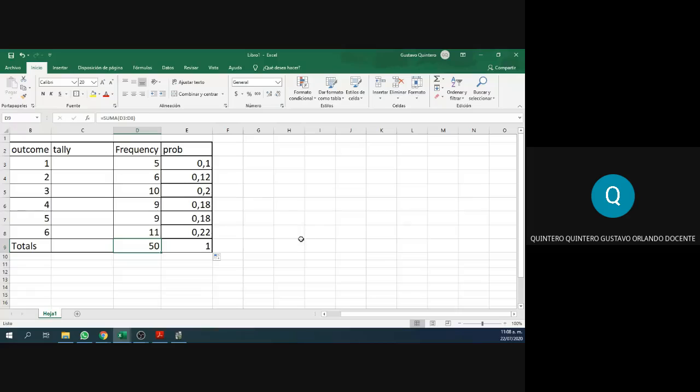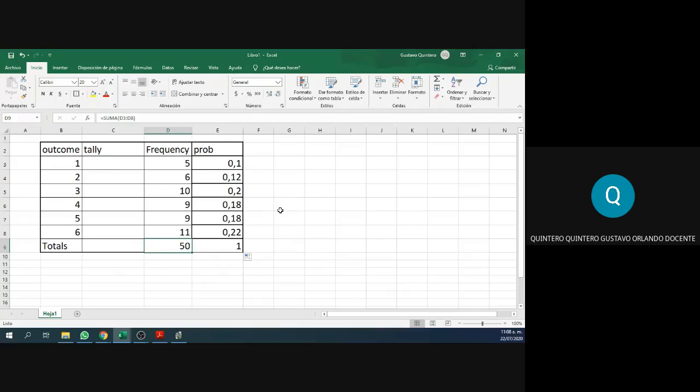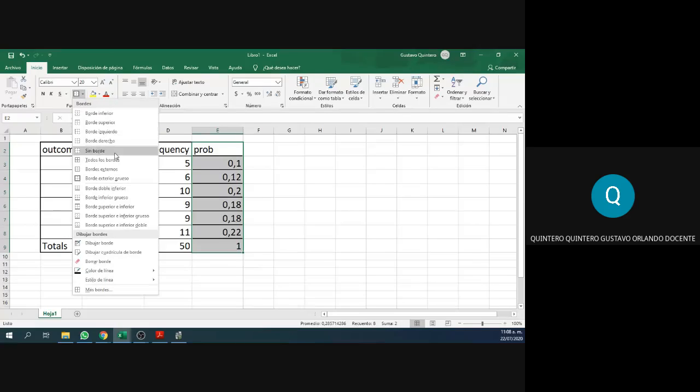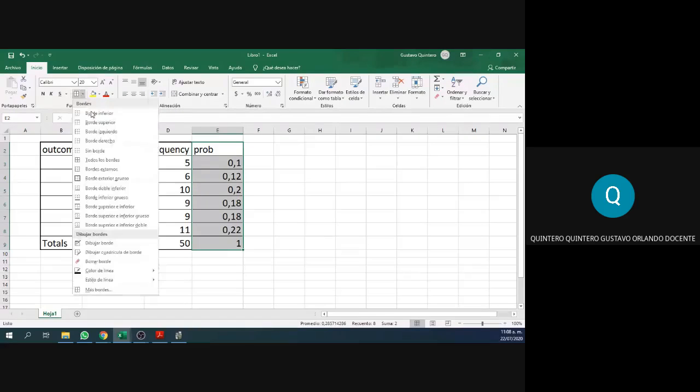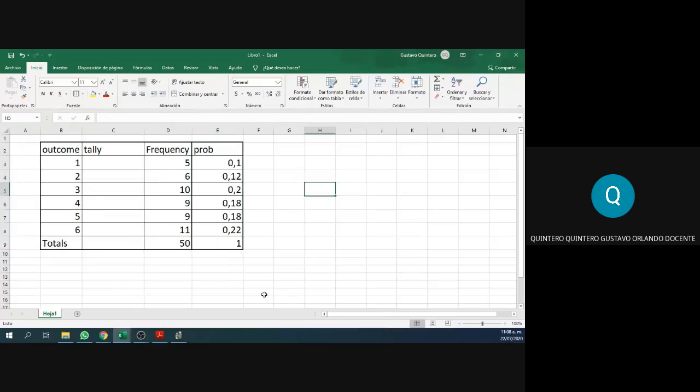Did you guys finish or not? Give it a try. Again, you can do this in Excel, like I did, or you can do this on a piece of paper and simply do this in your calculator.